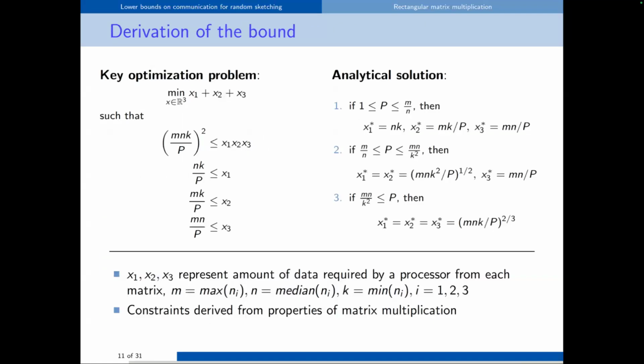And the way these bounds are derived is by using an optimization problem. So we would like to minimize x1 plus x2 plus x3, where those three variables represent some amount of data a processor requires from each matrix A, B, and C. And we give some constraints. So the first constraint is the Loomis and Whitney inequality.